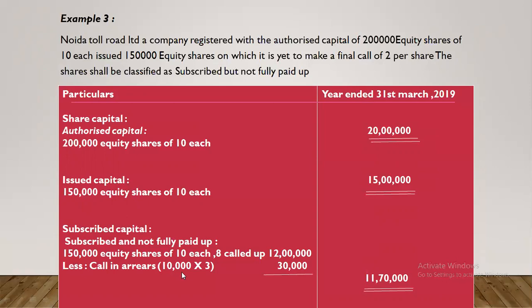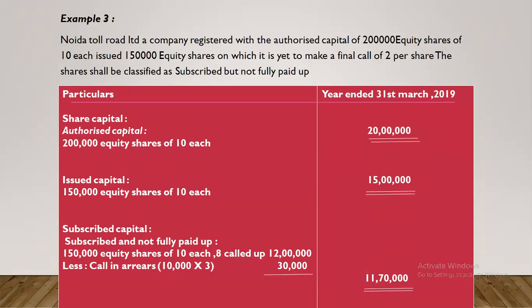On 10,000 shares rupees 3 is not received. This will become 30,000 and in the outer column we'll write 11,70,000. So this way, in the first example full amount was called up and paid up also. In the second example, full amount was called but not paid up. In the third example, full amount is not called up. So this way you will show them in the subscribed capital in two categories: subscribed and fully paid up, and second is subscribed but not fully paid up.